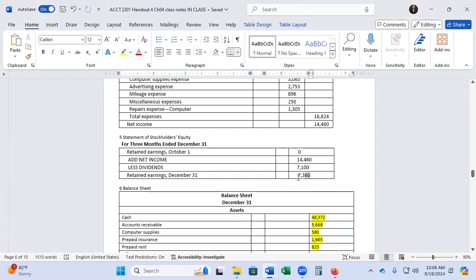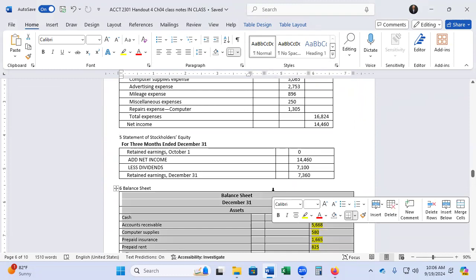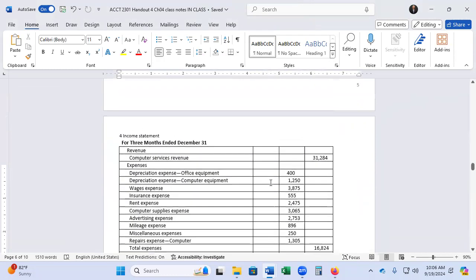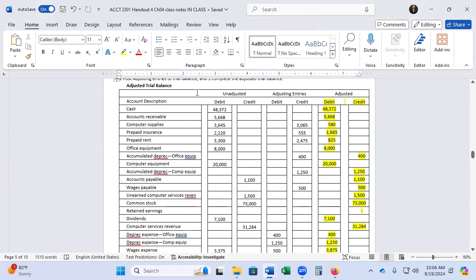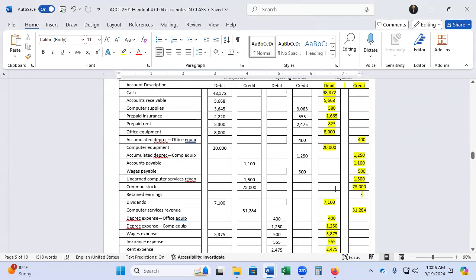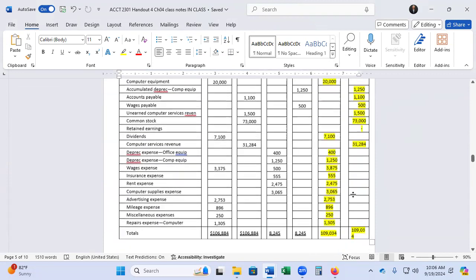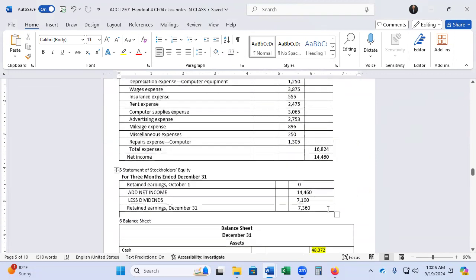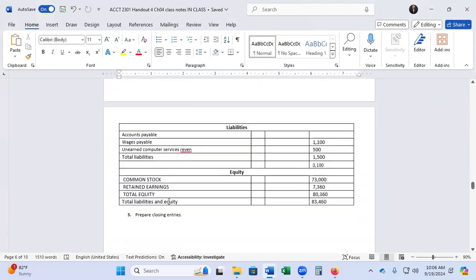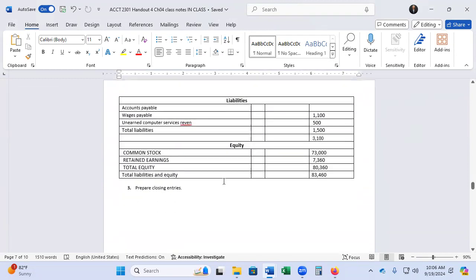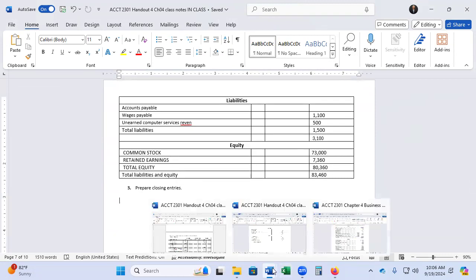Right, so that comes from here. And what you have to recognize is that this retained earnings is as of the beginning of the period. We didn't make any adjustments to it. But we go ahead and we make the adjustments to it here. And that's why we also don't include the dividends account on here. And we're going to talk about why when we talk about preparing closing entries. But that's an excellent question.